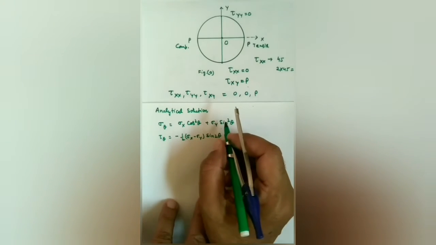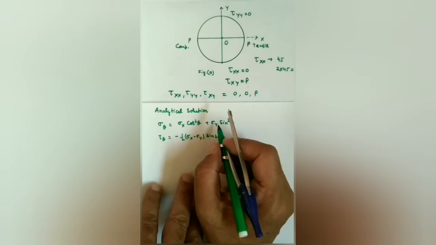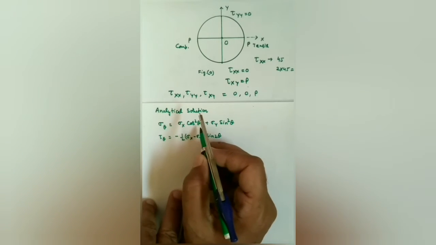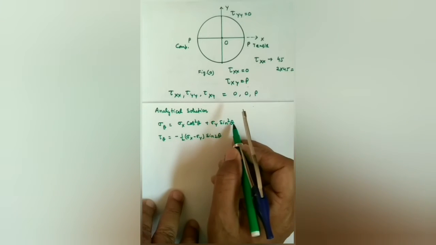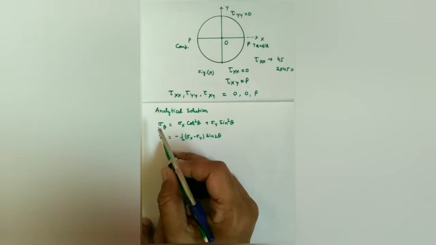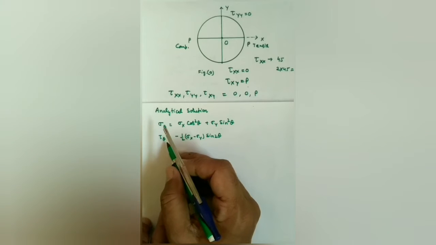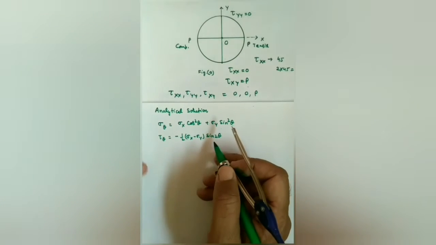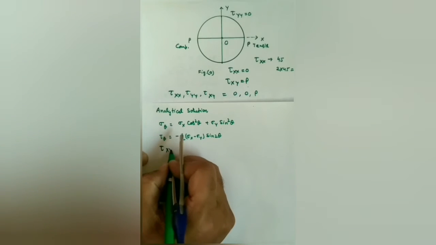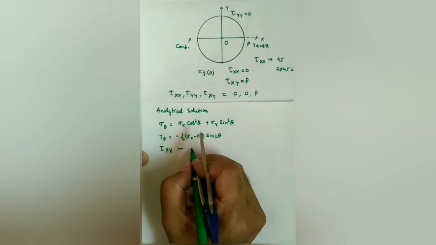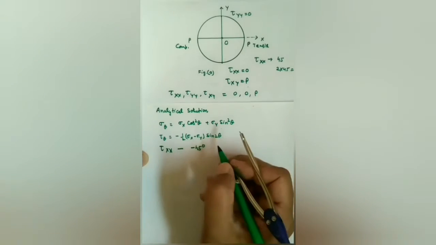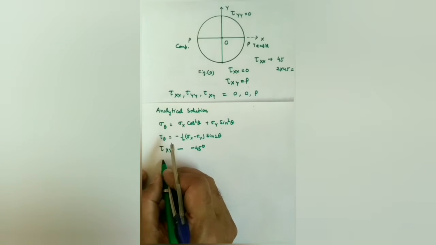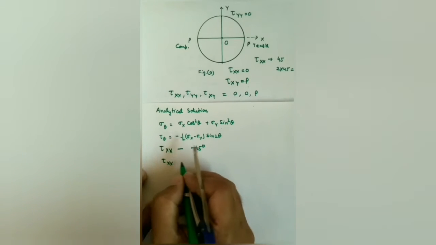Let's solve this problem analytically. We know that normal stress at a plane inclined at theta is given by sigma x cos square theta plus sigma y sin square theta, and the shear stress inclined at theta degrees is given by minus 1 by 2 (sigma x minus sigma y) sin 2 theta. Now xx is inclined at minus 45 degrees. So we put value of theta minus 45 to get it.